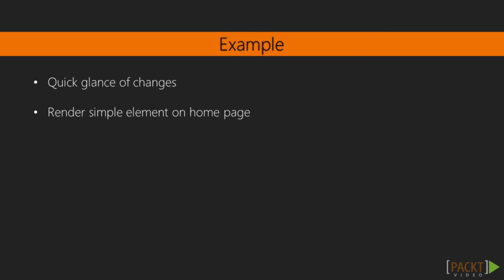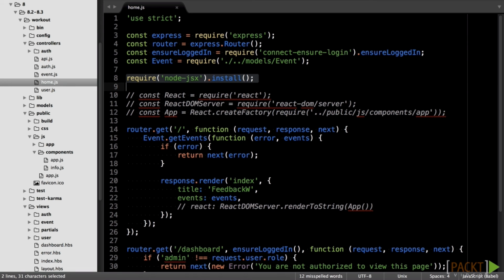We will make a quick glance at how our application would change to make it isomorphic. We will be rendering a simple element on the home page. The Node.js module allows us to require JSX files from Node.js. JSX is a JavaScript syntax used for writing React components and is not mandatory to use.